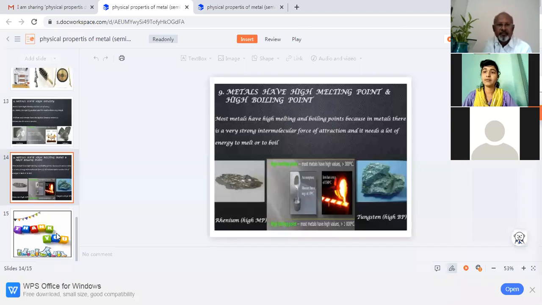Nine. Metals have high melting and boiling points. Metals have high melting and boiling points because there is a very strong force of attraction between their atoms, and they need a lot of energy to melt or boil. Example, radium has a high melting point and tungsten has a high boiling point. Next.